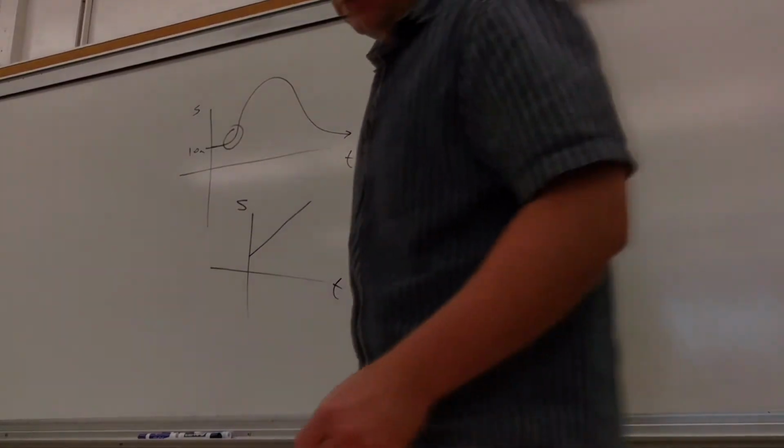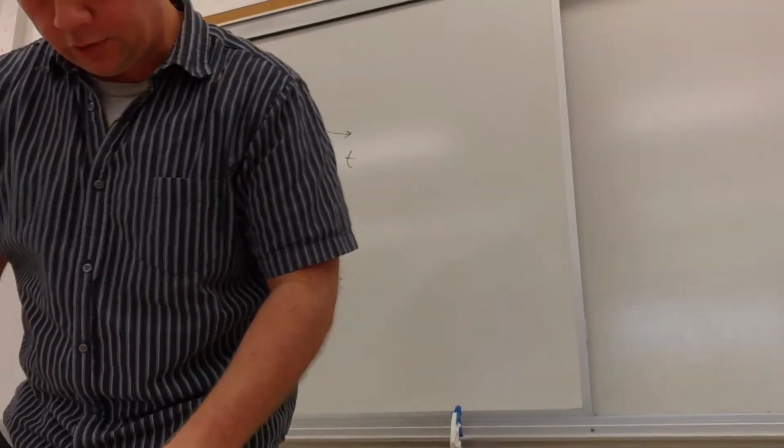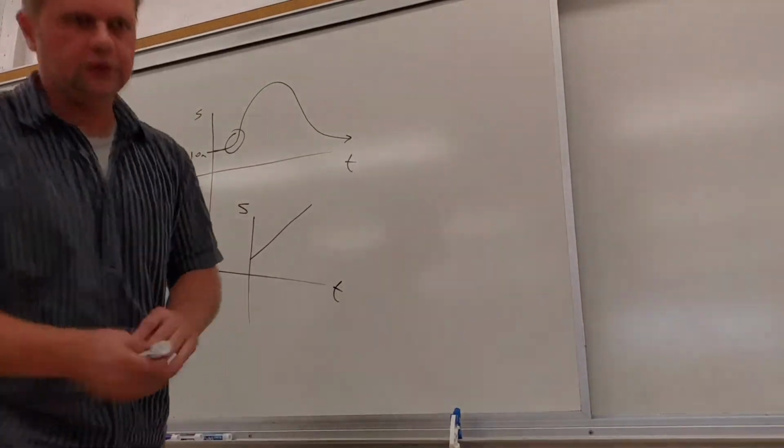Alright, so this is 37 and 3/9. Two sides of a triangle have lengths 12 and 15.